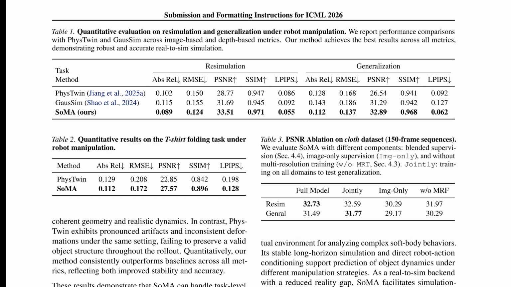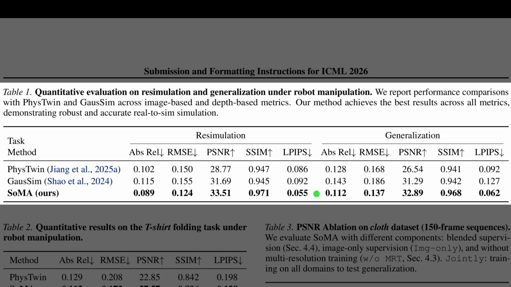So, while the previous figure showed us the visual quality, Table 1 now provides the hard numbers to back it up. The evaluation is split into two main sections: resimulation on the left, which measures performance on known trajectories, and generalization on the right, which tests unseen actions. In the bottom row, we see that SoMA achieves the best results across all metrics. For instance, it reaches a peak signal-to-noise ratio of nearly 3.5 in resimulation, beating the Fizz Twin and Gauss Sim baselines by a significant margin. This improvement proves that the force-driven approach captures the underlying physics much better than standard methods.